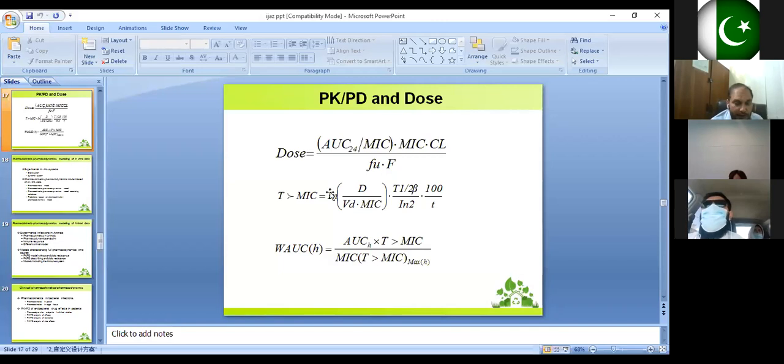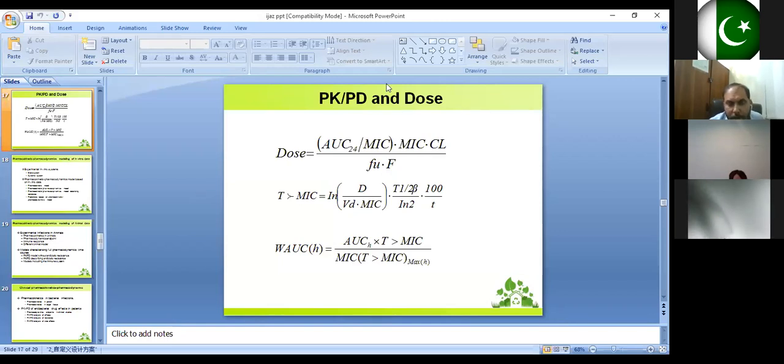And the third one is WAUC. This is for the whole duration, the weight area under concentration time curve, the whole duration at which the drug concentration is above MIC. So these three formulas are used for determining the dose of different types of drugs.